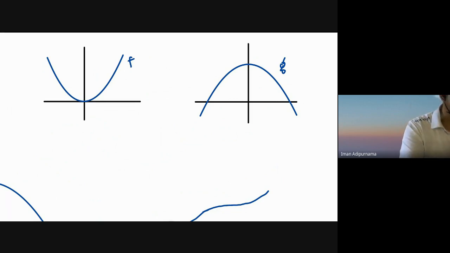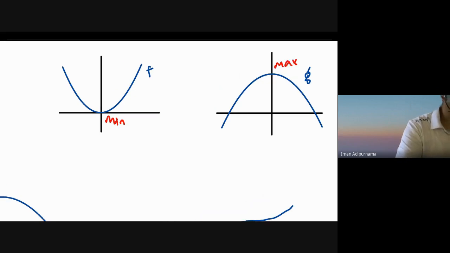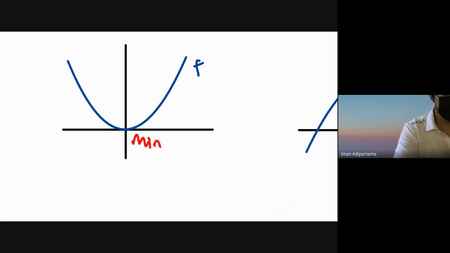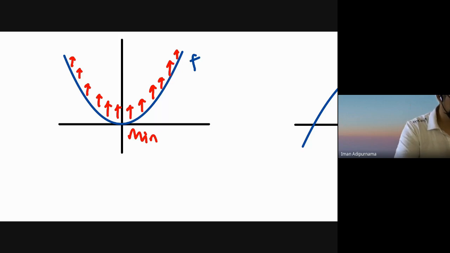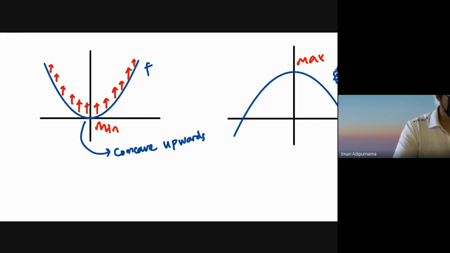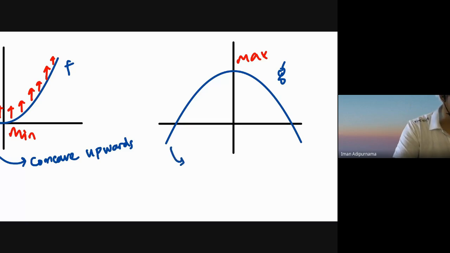If you look at this one having a minimum, and this having a maximum, you will see the graph with the extreme minimum has what we call its concavity. We call this concave upwards. So when you have a bowl like this, we say the graph is concave upwards. And this part here is concave downwards. It's facing down.